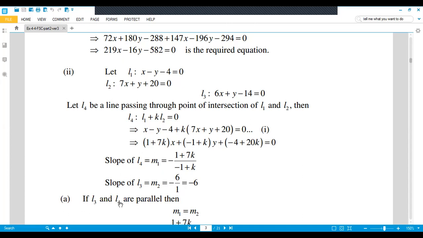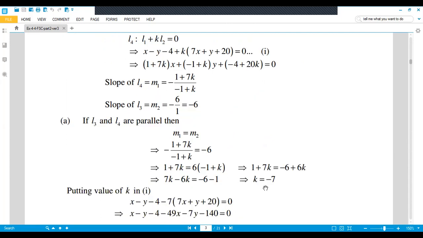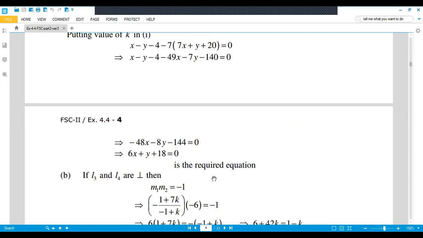If L3 and L4 are parallel, then m1 will be equal to m2. So this will be equal to minus 6 and you will get the value of k. Now putting the value of k in equation number 1, you get the equation of line L3.